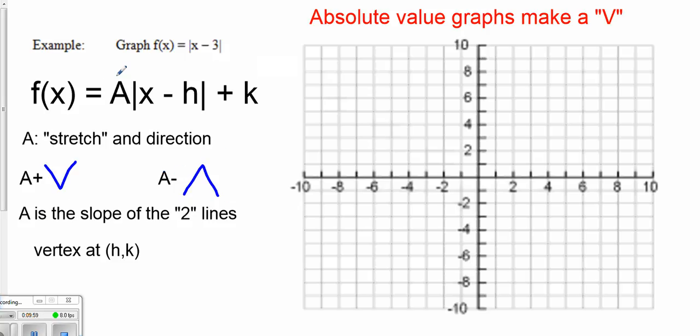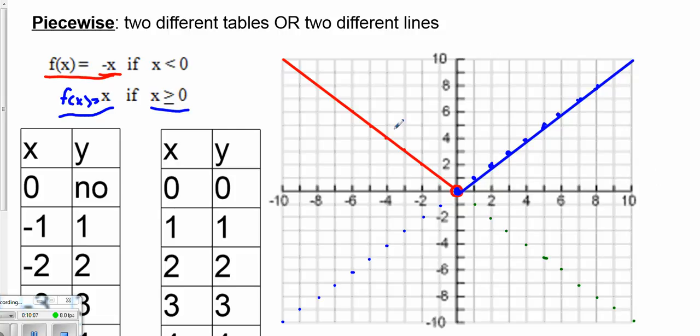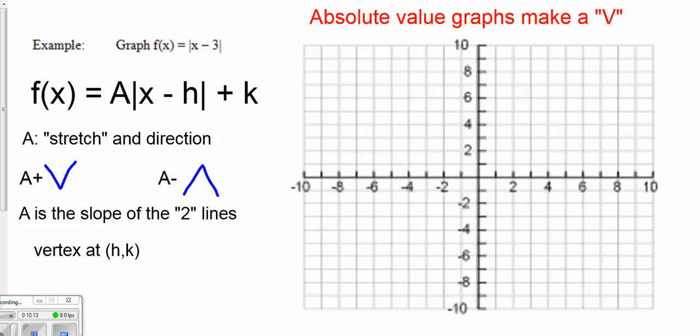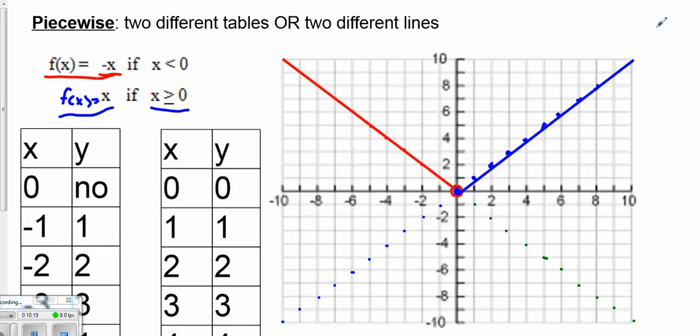Okay, a, the number there, also lets you know what the slope of these two lines are. Remember, looking at this piecewise function, this V came from two different lines, one here and one here. Each of those has its own slope. The slope is going to be a, one of them being a positive value for a, like this blue one. One of them going to be a negative value for a, like this red one.